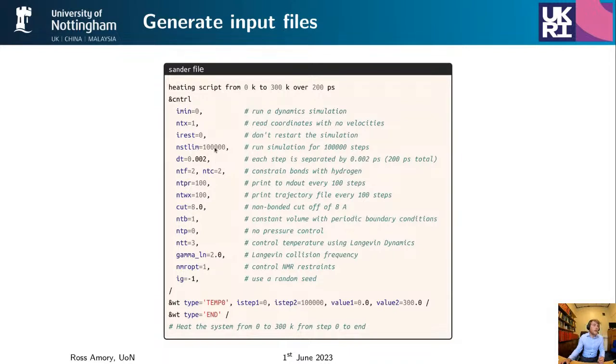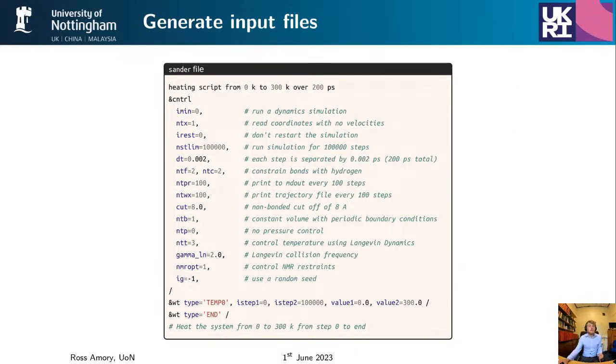for 100,000 steps with a time step of 0.002 picoseconds. So 100,000 steps at 0.002 picoseconds totals 200 picoseconds of total simulation time. Some printing information, and then this NMR ops is basically what you can use to change variables. So here we're going to be changing this temp zero variable from zero to 300 Kelvin.